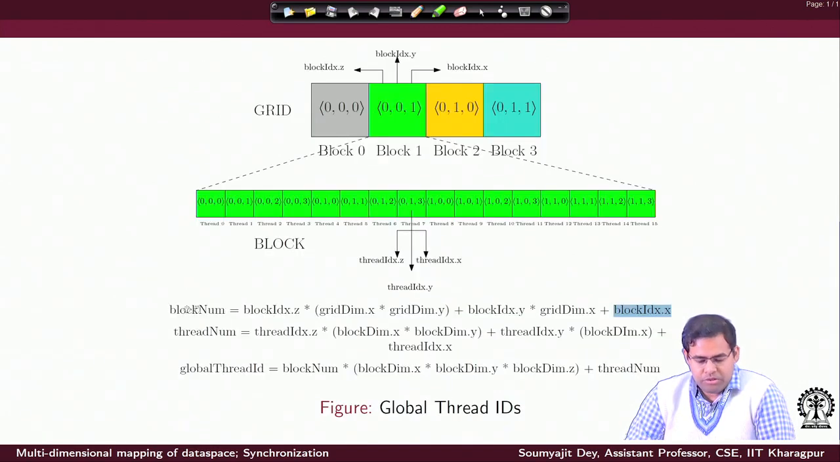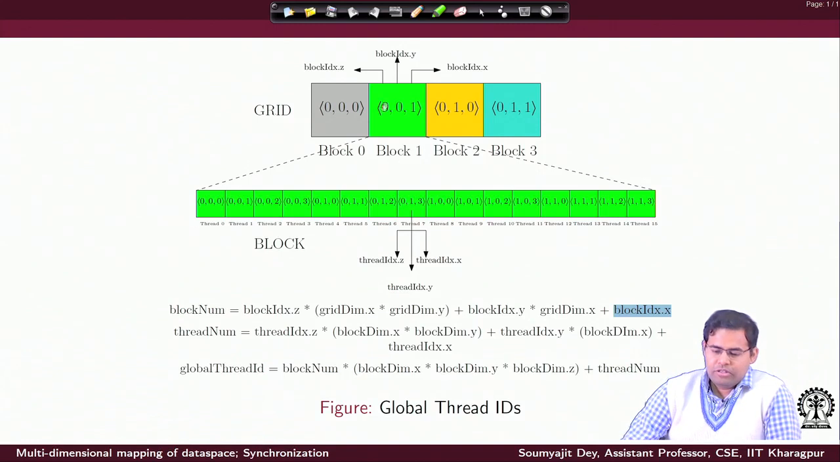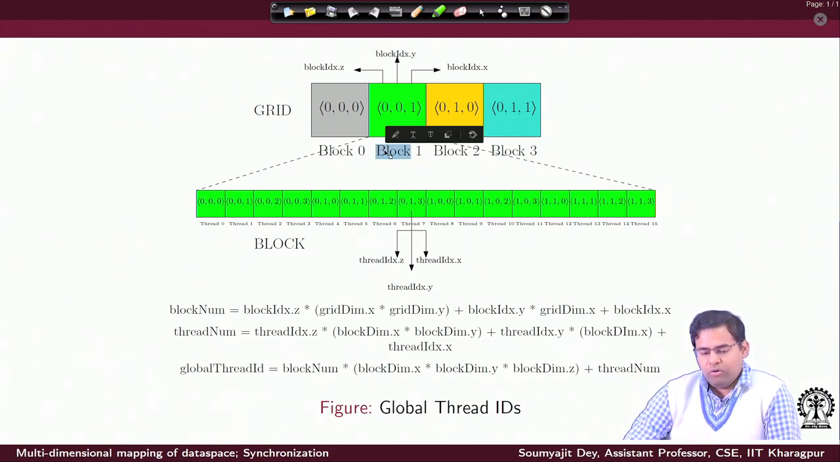I hope this is clear. We are trying to figure out, given these parameters, how do I find out in which block I am right now positioned? How can each thread find out its corresponding block number out of these blocks? In this representative example, as you can see, you have 4 blocks. For this specific thread which is in block 1, how can it figure out that the block number is indeed 1?